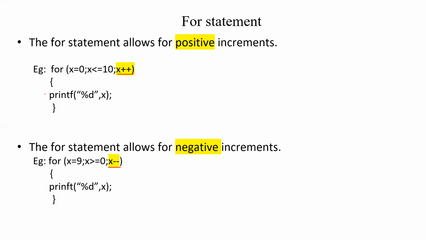So can anyone tell me what will be printed in the first for loop? What are the values of x? Here we have given printf percentage d x, so instead of percentage d, the value of x will be printed. This is a for loop in which I have initialized the control variable to 0, the second part checks whether the control variable x is less than or equal to 10, and in the third part I have an increment of the control variable, x plus plus. So answer in the chat box, what are the values which will be printed?